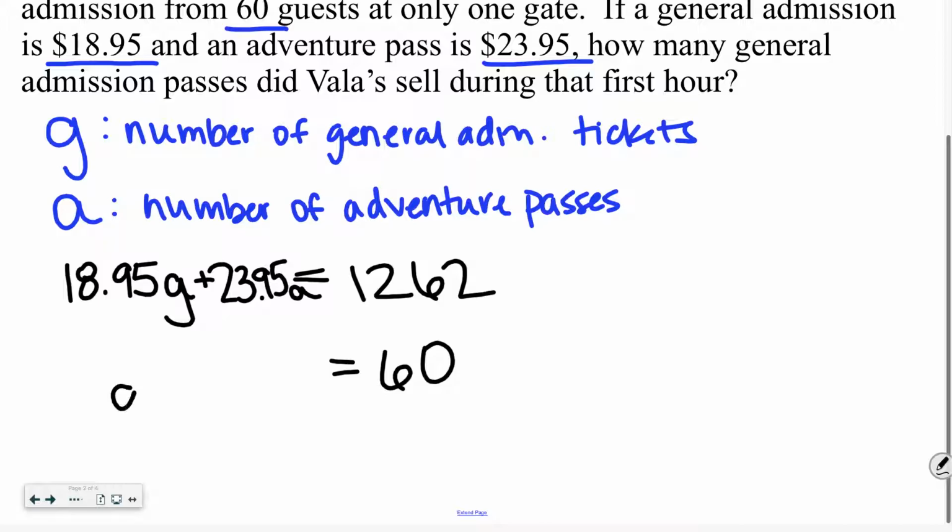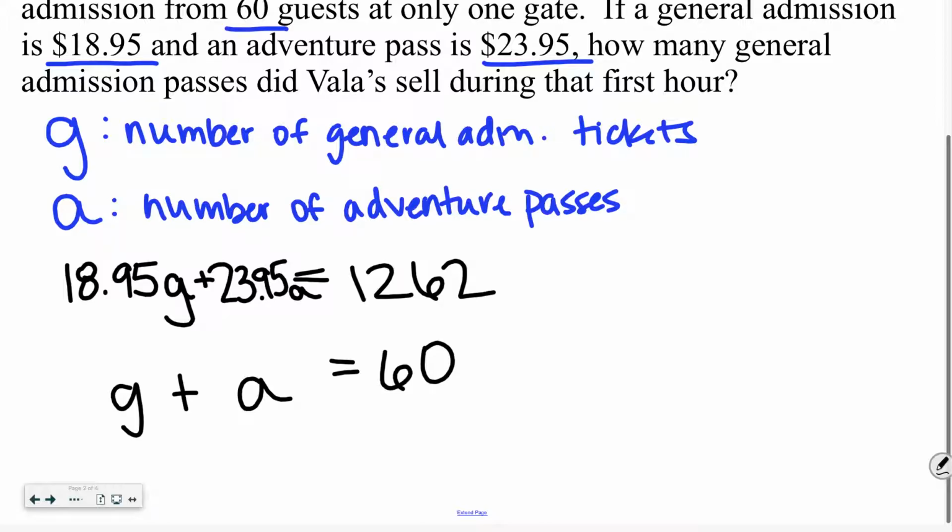G is the number of general admission, plus A is the number of adventure passes. Together, they should add up to be the total people that have been there. All right. Now we're going to solve this.